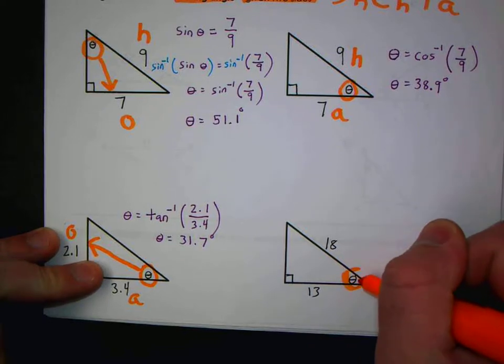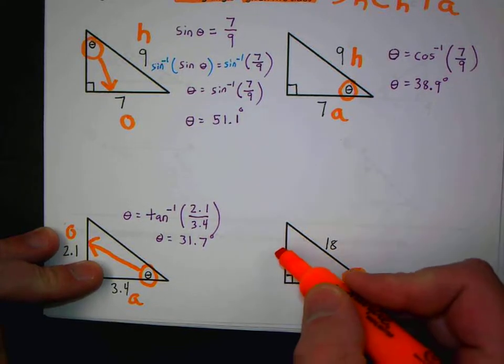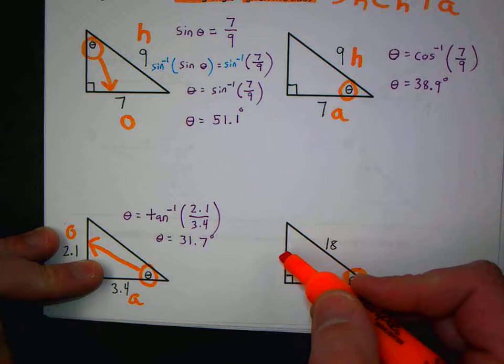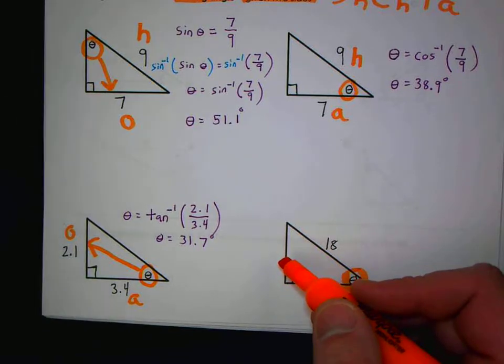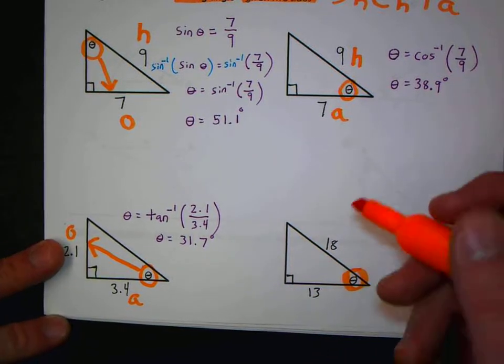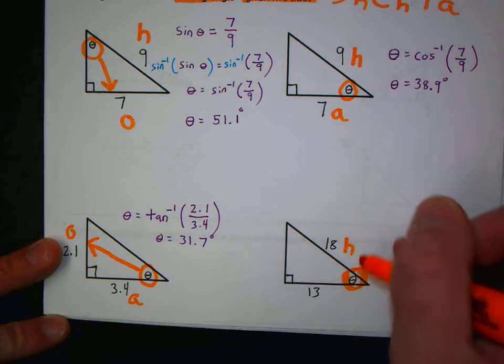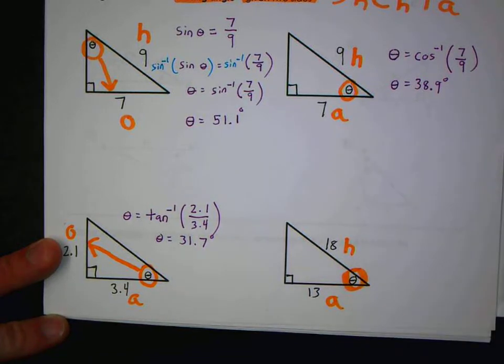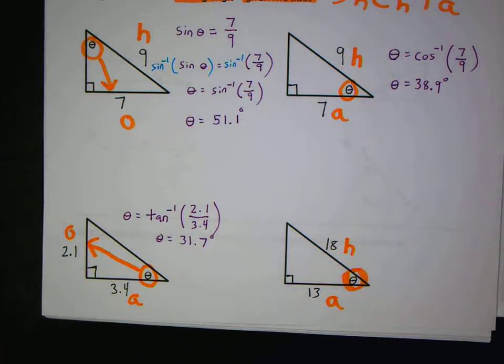Here's my angle. Over here would be opposite. They don't tell us what opposite is, they don't ask us to find opposite, so let's ignore opposite. But this is hypotenuse, and this is adjacent. AH is what ratio?